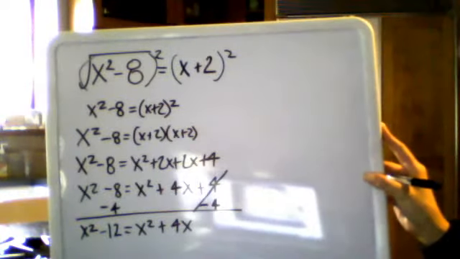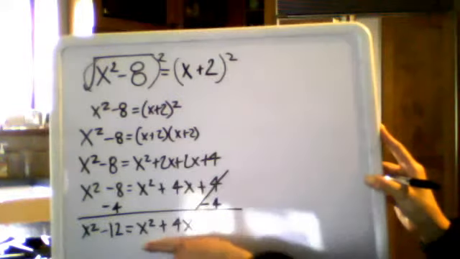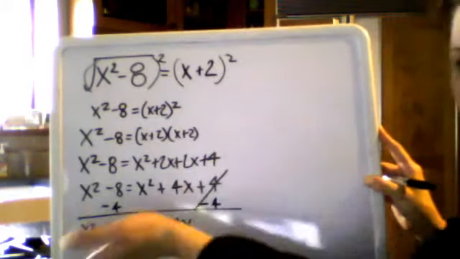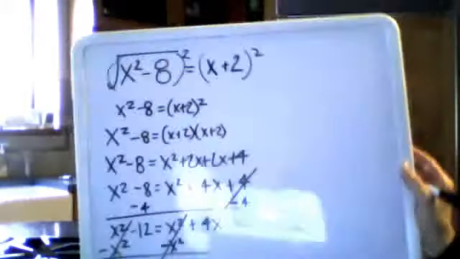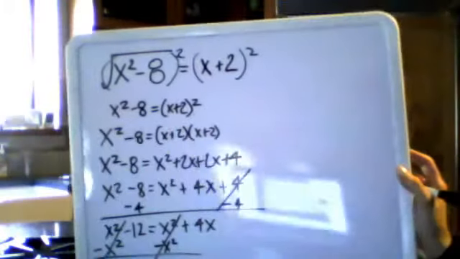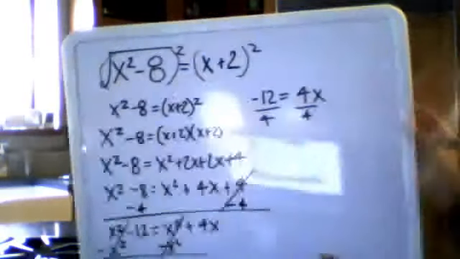So let's go ahead and bring over this negative x squared over here to cancel it out. So now we are left with negative 12 equals 4x. Take that 4 and bring it over to both sides, and x equals negative 3.